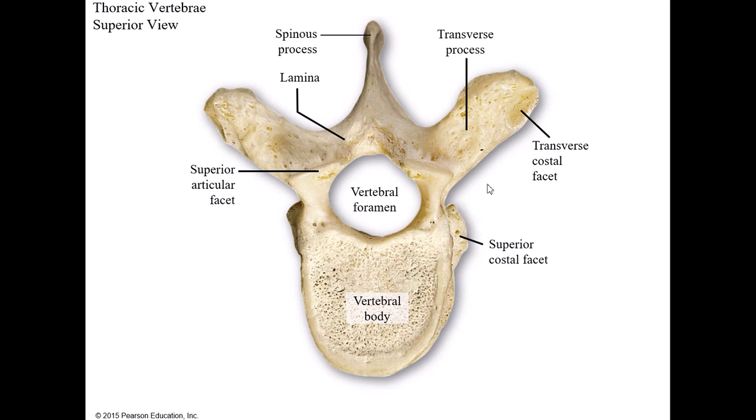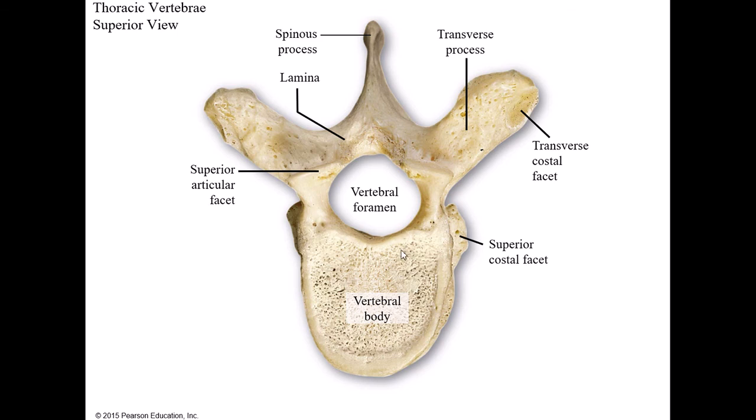Then the rib goes backwards like this, and it's also going to articulate on the transverse process. So there's another facet on the transverse process. This is called the transverse costal facet. Transverse means it's on the transverse process. Costal means rib, and facet just means it's a flat area. So since there's two facets for the rib, this vertebrae can only be a thoracic vertebrae.